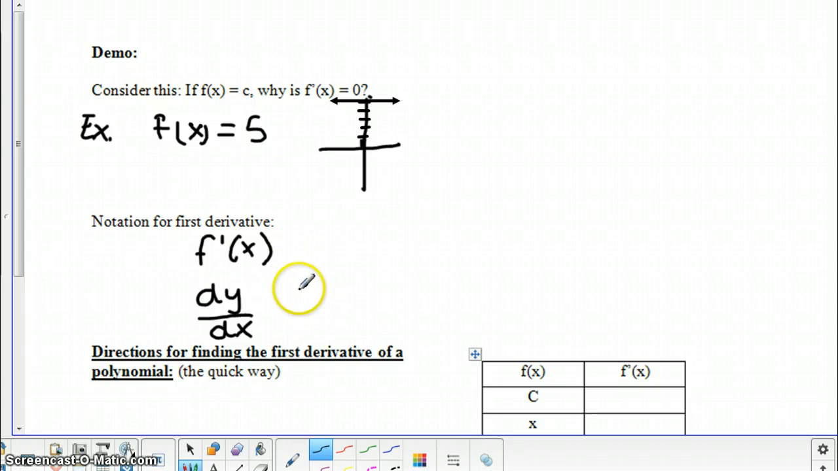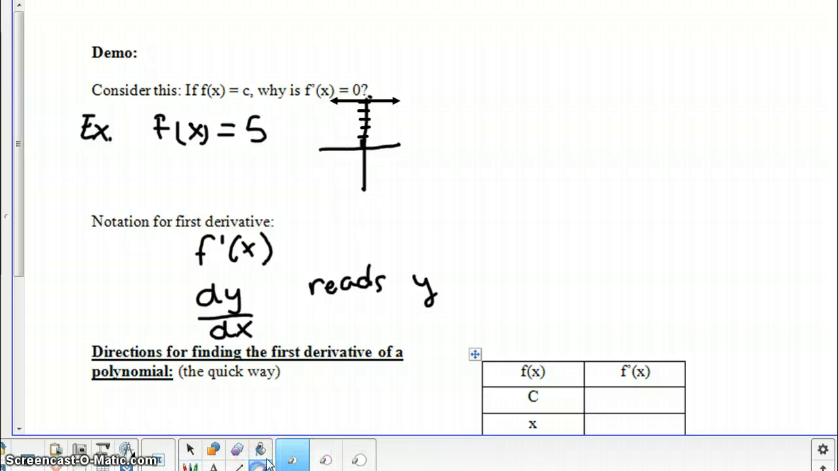The first way you can read this is "dy by dx." The second way you can read it is "the derivative of y with respect to x."